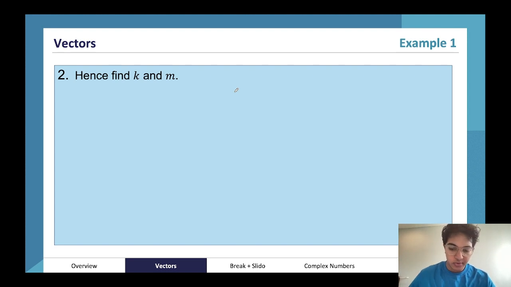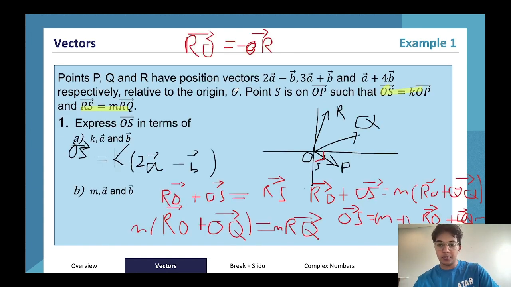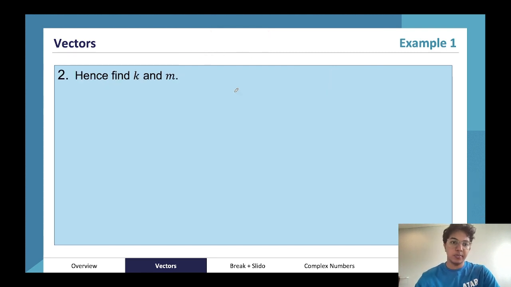All right, I'll give you guys a minute or so to have a go at this one here. So use your result from the previous one, and try to work it out. Try to use the fact that we sort of know what OS is in terms of both.